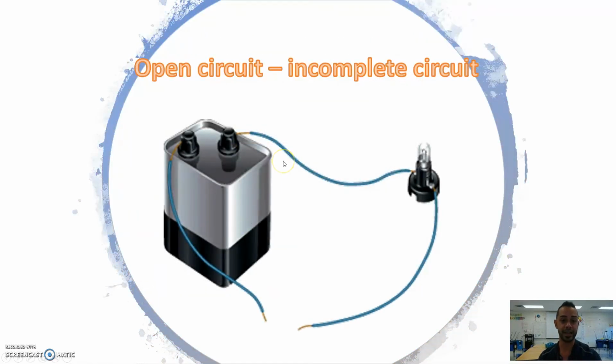But in this case, we have a circuit where the wires are not connected. So we call it an open or incomplete circuit because the energy cannot flow in this circuit, right? It is open, not all the parts are together, so it's called an incomplete circuit.